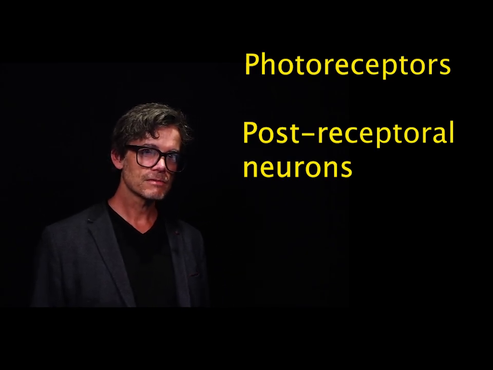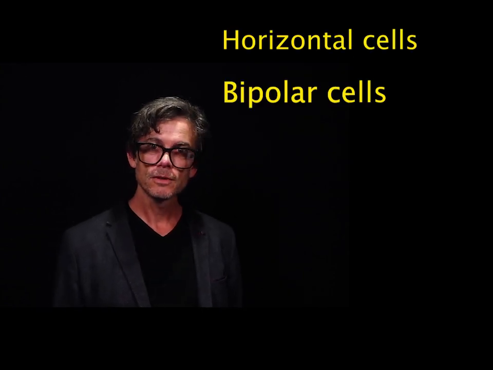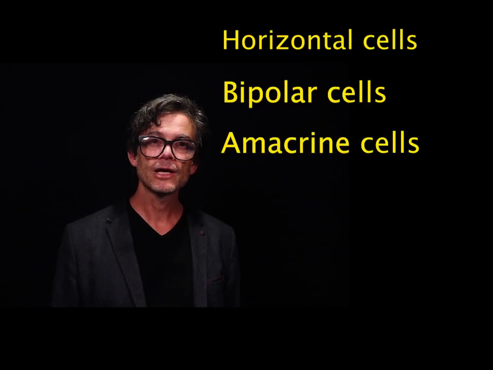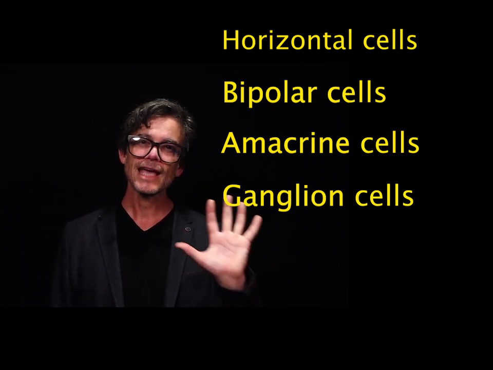The retina is a network of cells that covers the inside back of the eye. It includes the photoreceptors and the so-called post-receptoral neurons. They are the horizontal, the bipolar, the amacrine and the ganglion cells. In this lecture, we're going to focus on the ganglion cells.